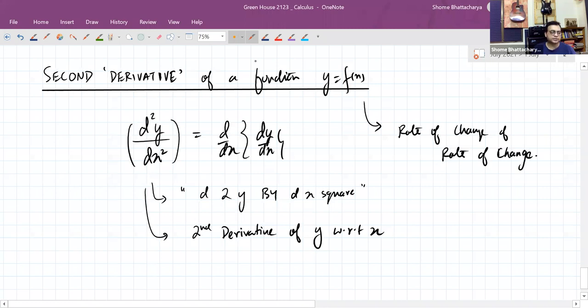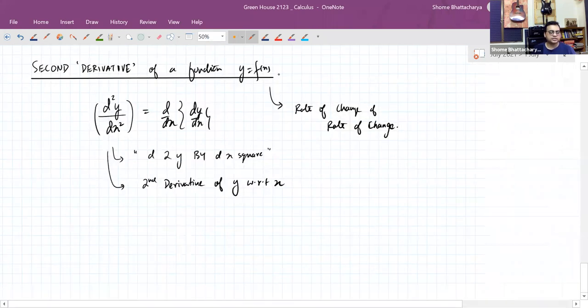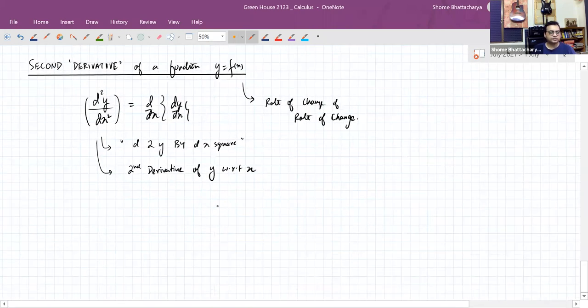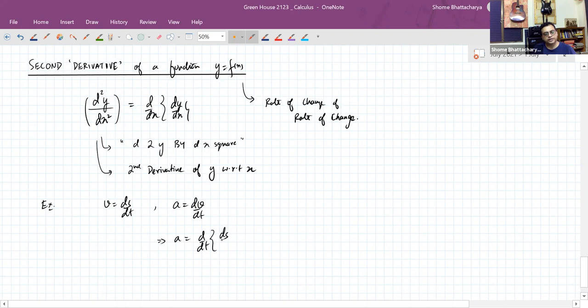Acceleration is the derivative of velocity with respect to time, because velocity is the rate of change. So acceleration is the rate of change of velocity. A very good example of this is that velocity is the rate of change of displacement, and acceleration is the rate of change of velocity. So acceleration is the rate of change of the rate of change of displacement. So acceleration is the second derivative of displacement with respect to time.